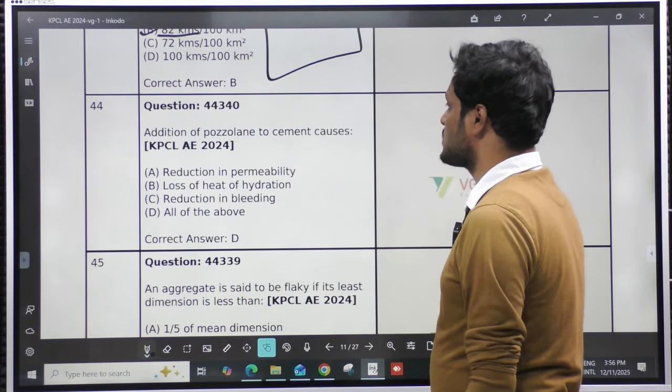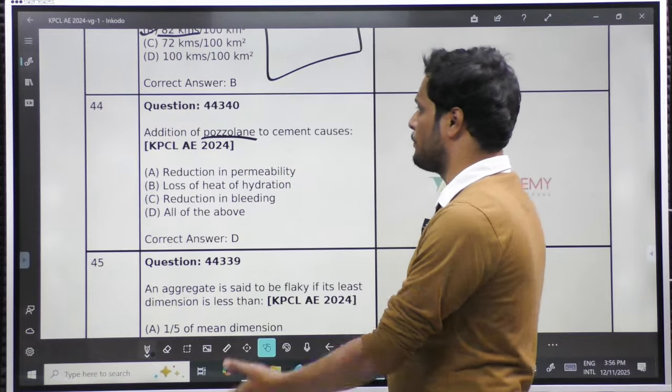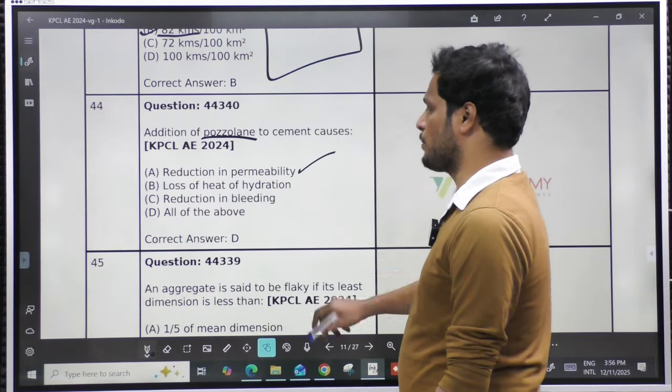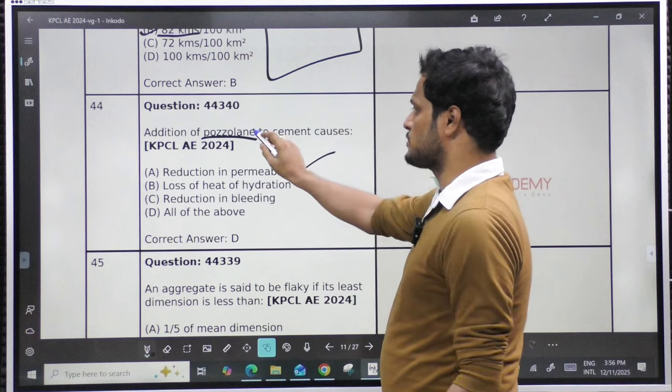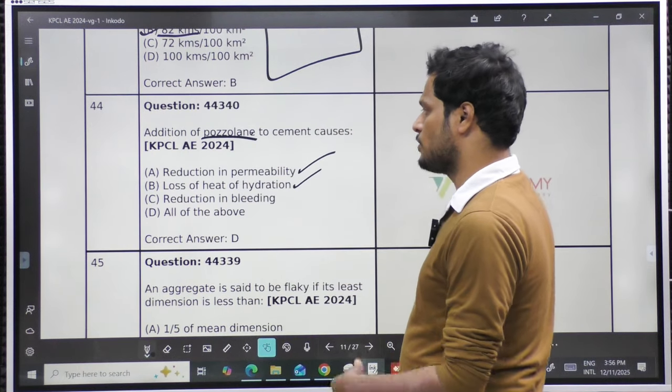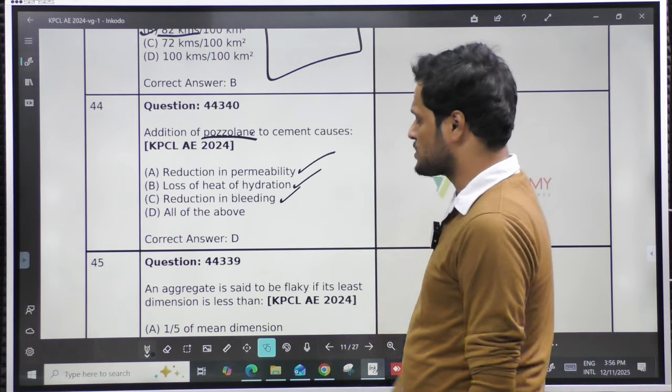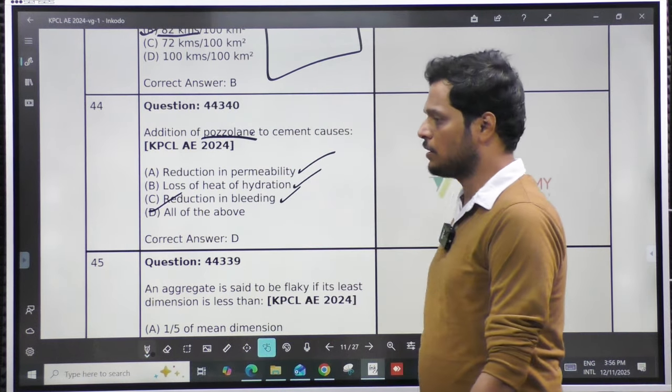Addition of pozzolana to cement. Pozzolana is very fine compared to cement, so it will reduce the permeability, but the main disadvantage with pozzolana is it will reduce the heat of hydration but reduce the shrinkage and bleeding as well. So all the above.